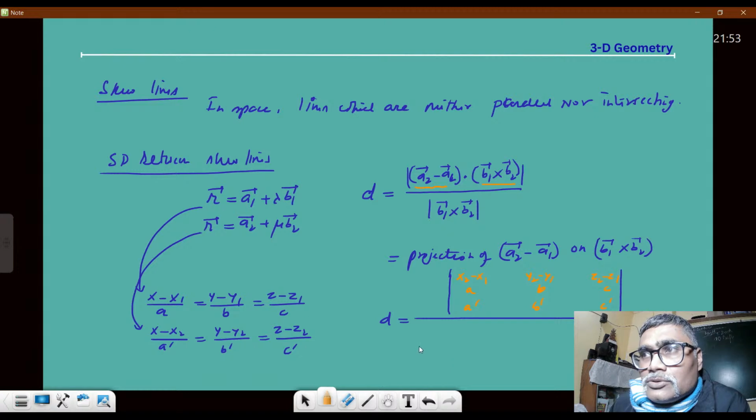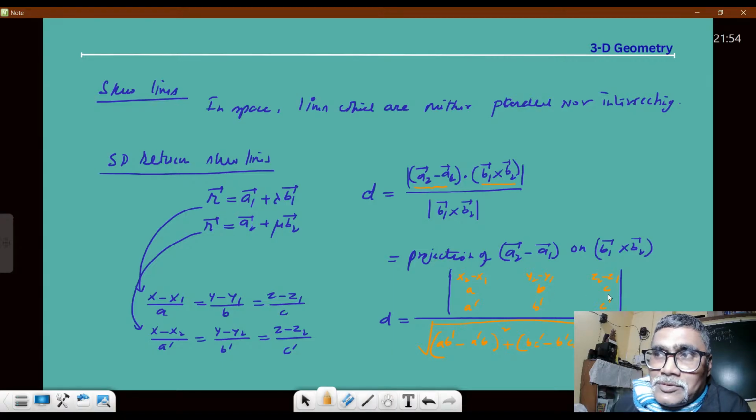Below, to write the magnitude of b1 cross b2, take no tension at all. You apply the cross multiplication method. You can pick any two consecutive numbers: a multiplied with b dash, then exchange the dash, a dash b. Then go in alphabetical order: b c dash, then b dash c, and the last one will be the reverse.